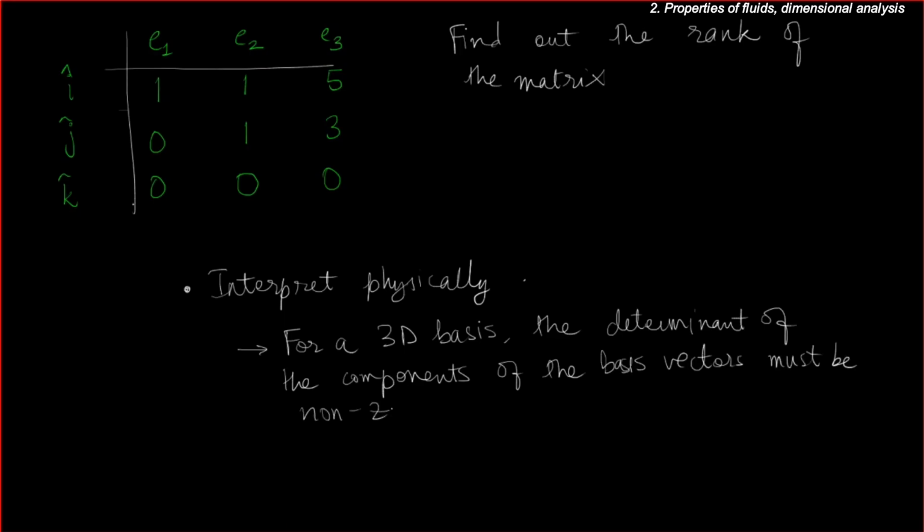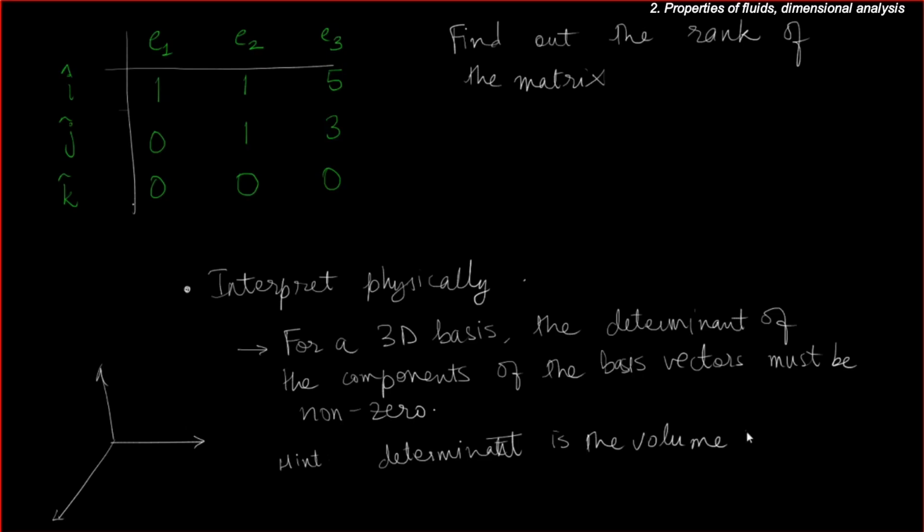And for a 3D basis, we know that the determinant has to be non-zero. But what is the physical meaning of the determinant being non-zero? The hint is that the determinant is actually the operation of A cross B dot C, and A cross B dot C is nothing but the volume formed by three vectors A, B and C. This is something which we have learned in class 11.